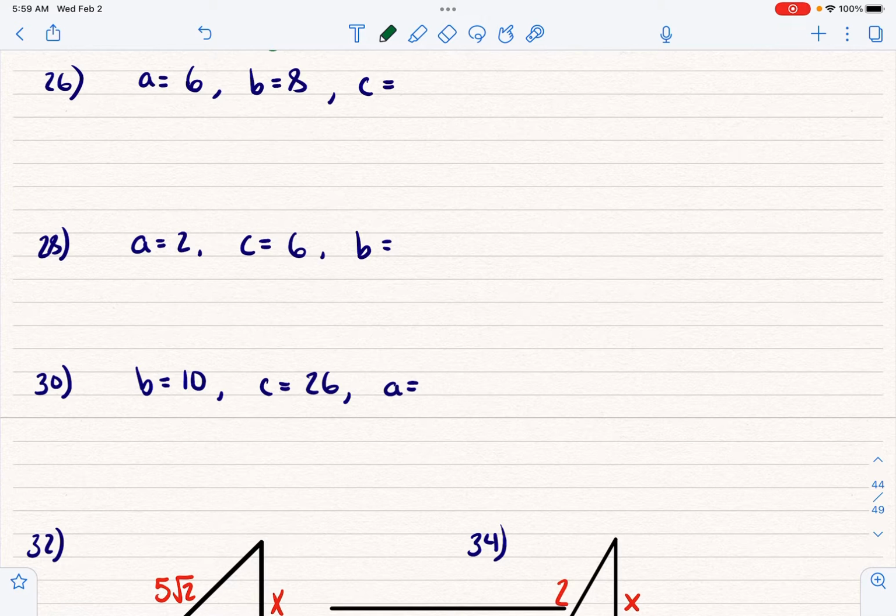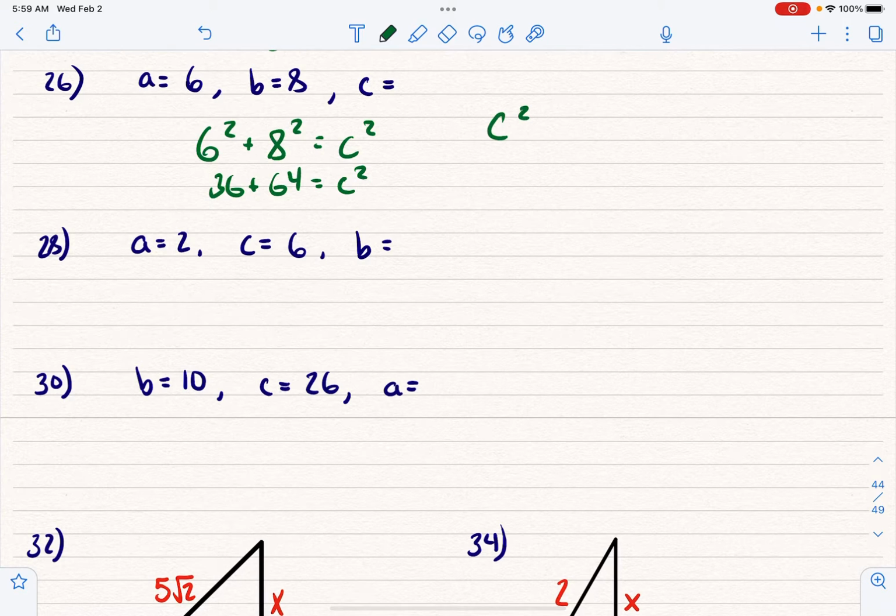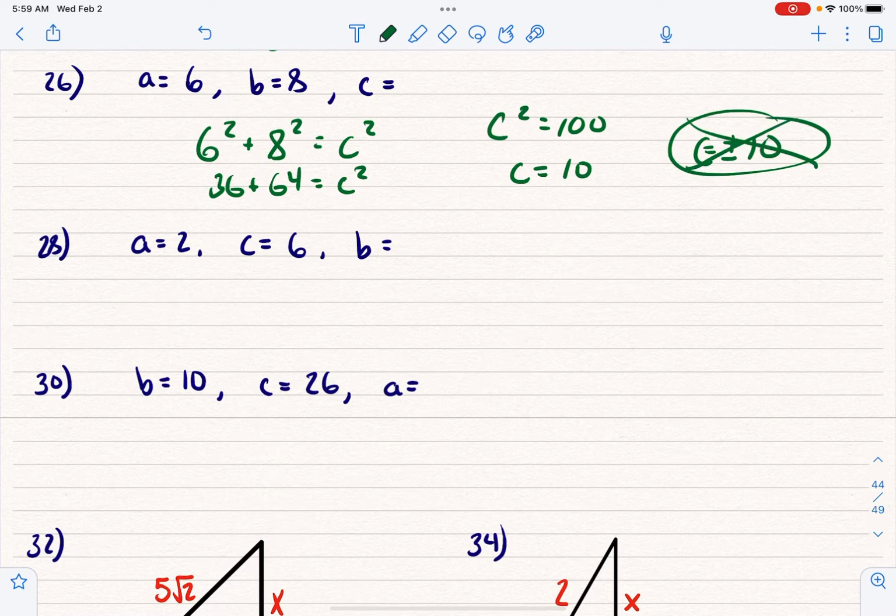This first one, it says 6 squared plus 8 squared is equal to c squared. And I'm sure you all figured this one out really fast. You get 36 plus 64 is equal to c squared. That is to say that c squared is equal to 100, so therefore c is 10. Now, if you did the whole c is equal to plus or minus 10, you don't have to do that because we're talking about length of sides. And so we don't have to do the plus or minus 10. We end up with that c is 10.